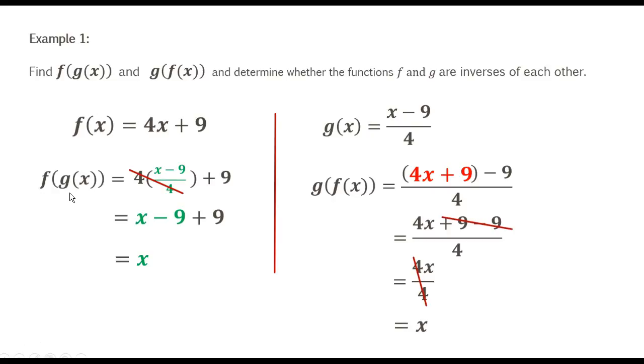Since f composed of g of x is equal to x, and g composed of f of x is equal to x, f and g are inverses of each other. So this is how you actually verify it. You have to get the identity function. You have to get x both ways in order for those functions to be inverses.